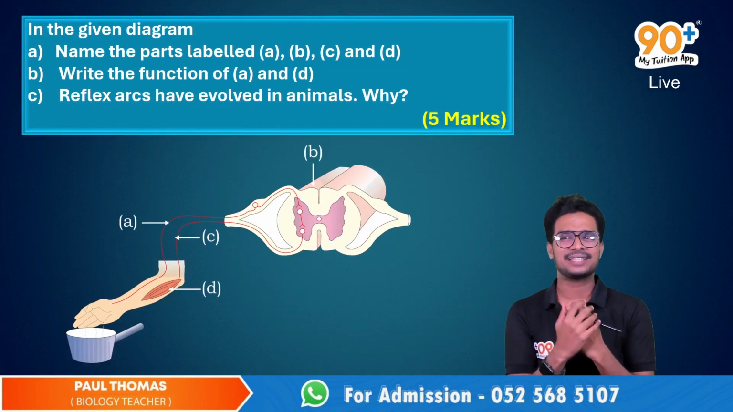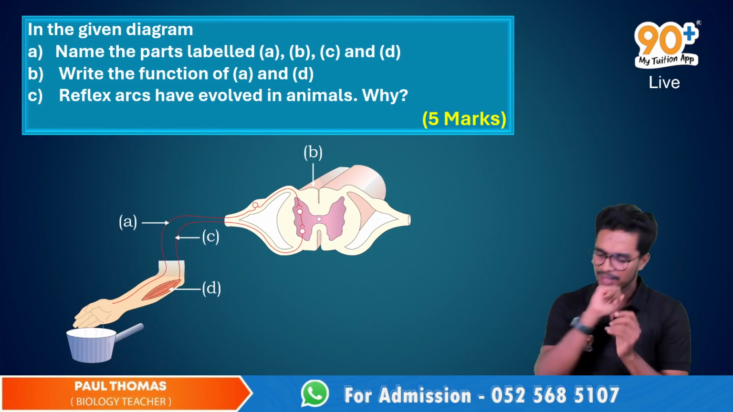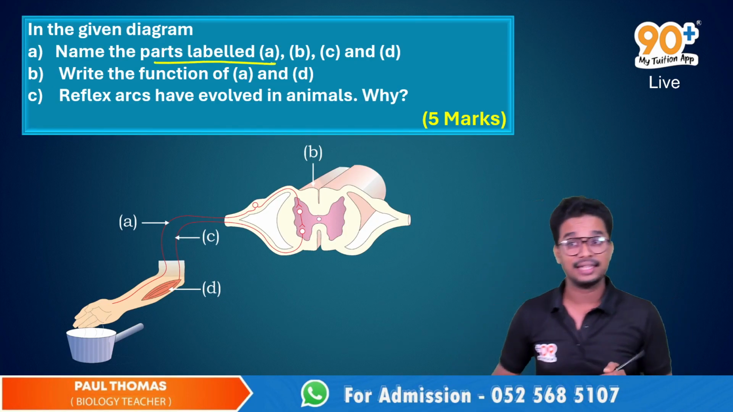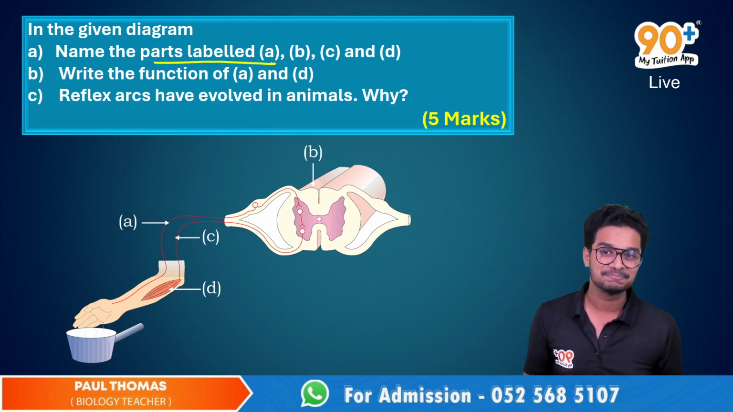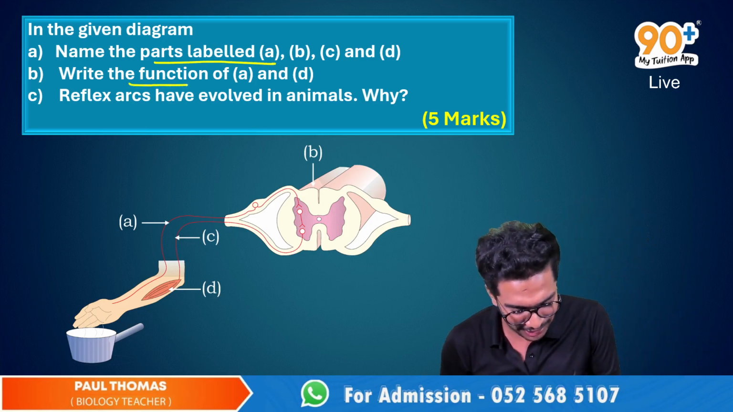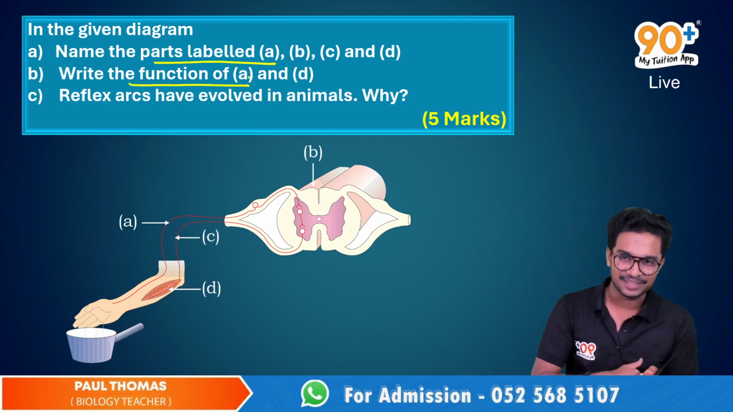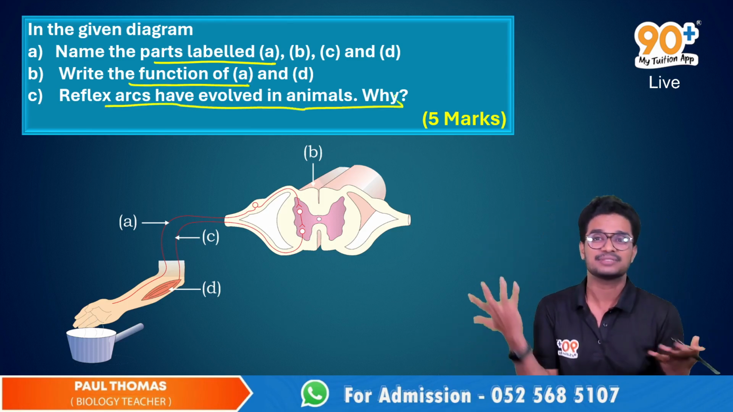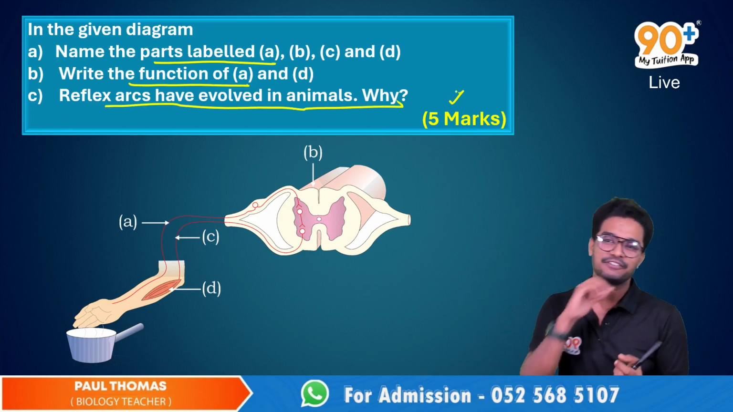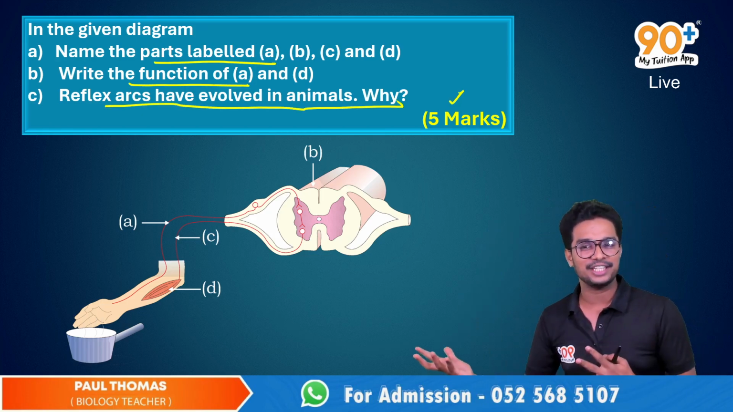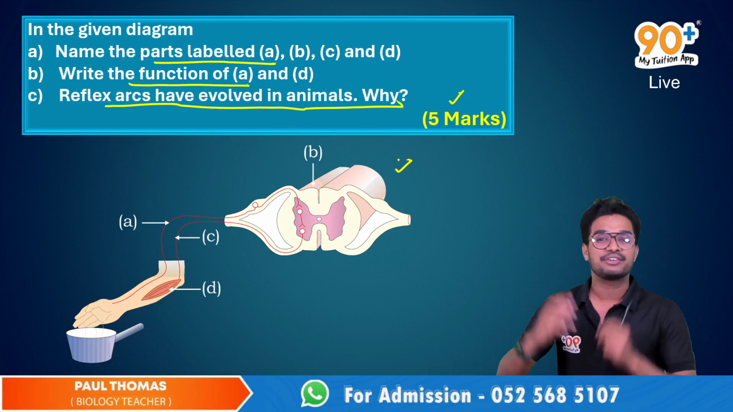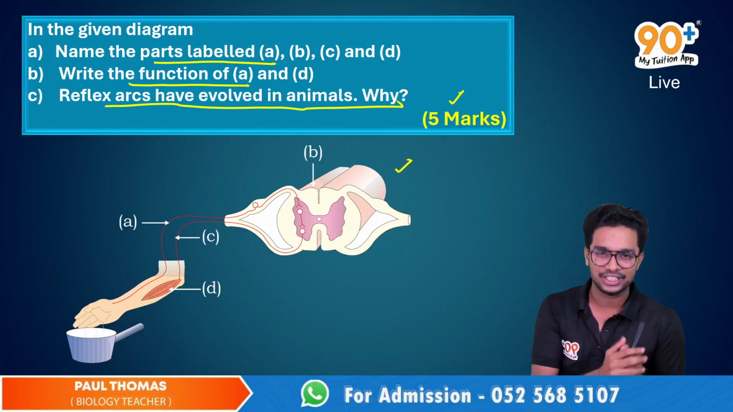And here is the question. In the given diagram, name the parts labeled as A, B, C, D. Second, write the function of A and D. And third, why have reflex arcs evolved in animals? This question is for 5 marks. The diagram represents a reflex arc and reflex action.